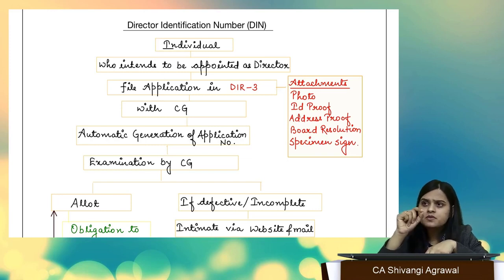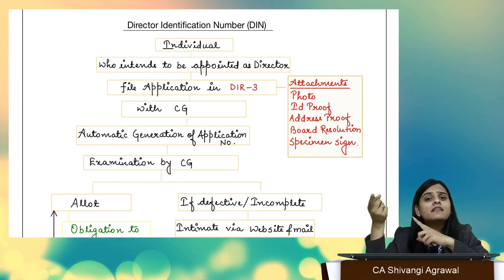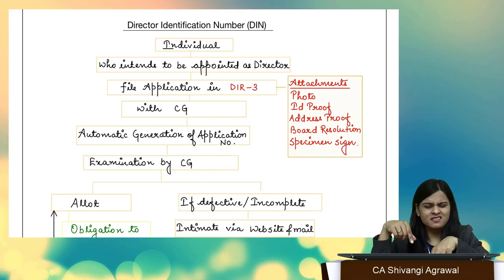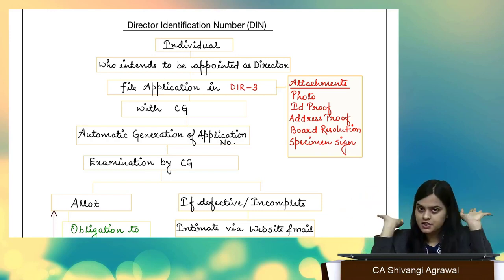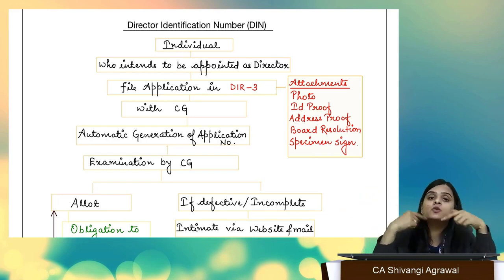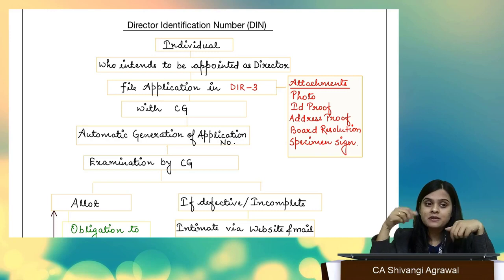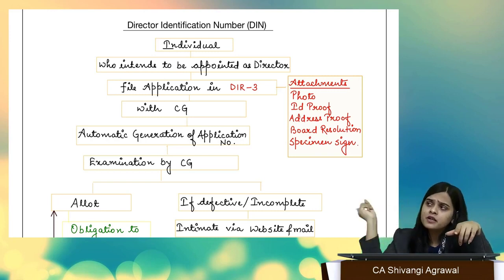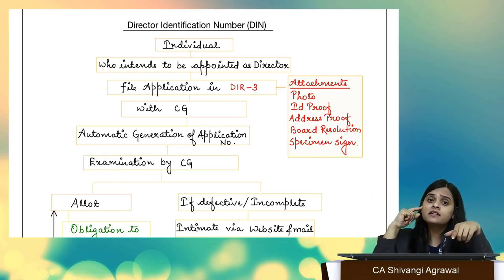For DIN, what is required is that you must be a director of some company. Ma'am, how can we become the director without DIN? You must be proposed to be a director of some company and only then can you apply for DIN. That means the government needs to know where you want to be appointed as a director, and only then will they give you DIN.